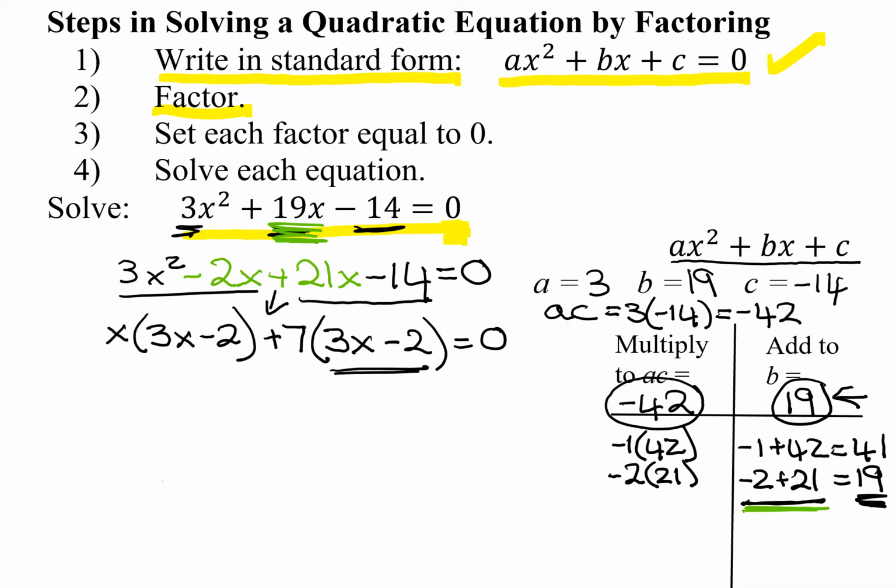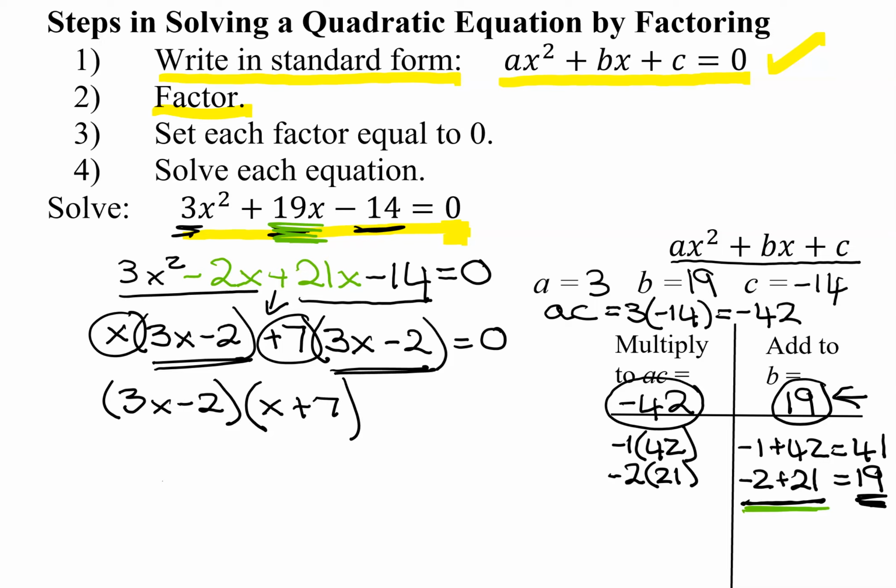Factoring by grouping only works if these two binomials are the same. Are they? Yes. So I'm going to get 3x minus 2 is my common binomial factor that I factor in front. And who does it leave behind? X plus 7. So now I have factored it. Remember, how can I check this step? You can FOIL this out to see if you end up with your original equation.